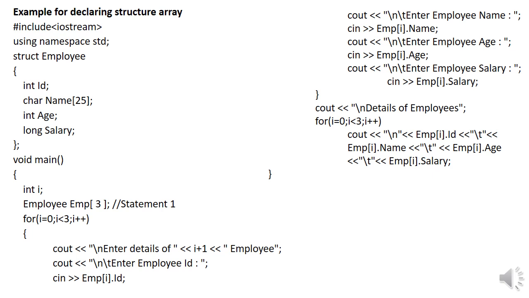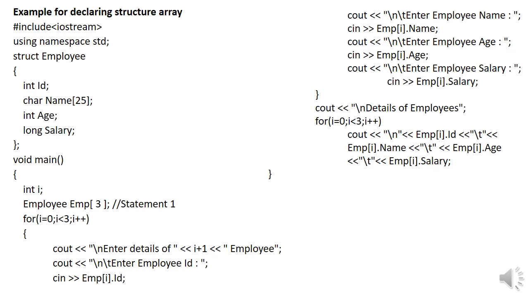This is an example for declaring a structure array. I have declared a structure employee using the keyword struct. Inside the structure employee, I have declared four variables. The first is the ID of the employee, of type int. The second is the name of the employee, of type char. The third is age, of type int, and the fourth is salary, of type long.